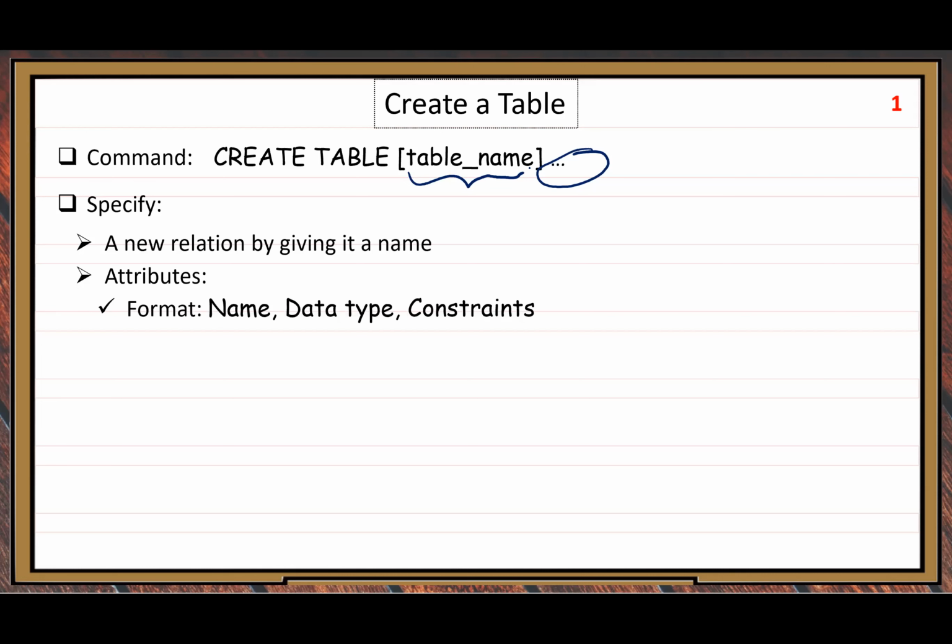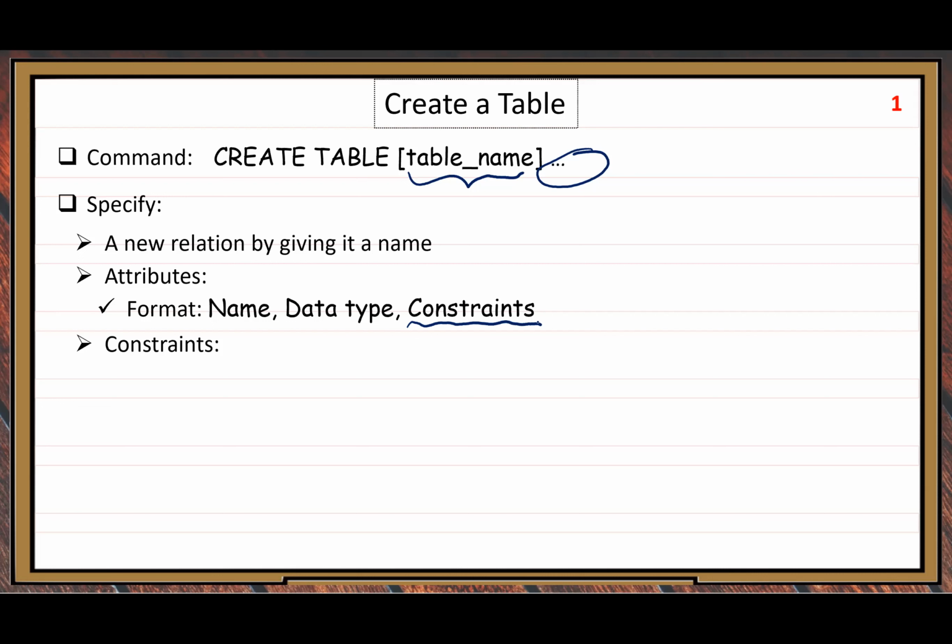The format: you need to provide the attribute name first, then the data type after that. Then you may need to provide some constraints, depending on your needs. Today we will look at some basic constraints.